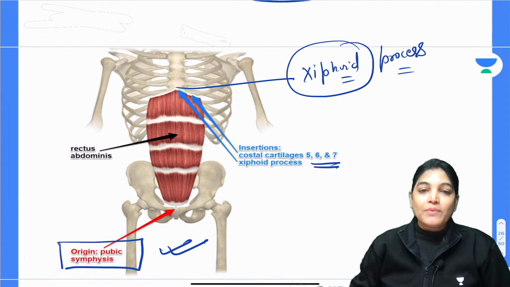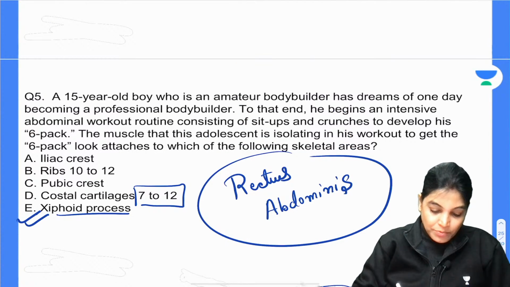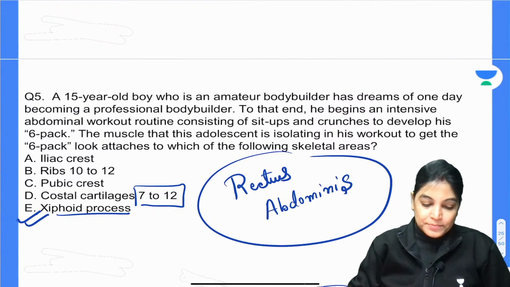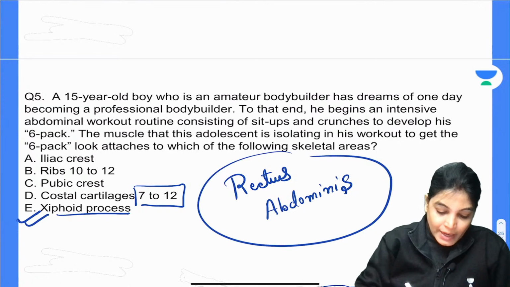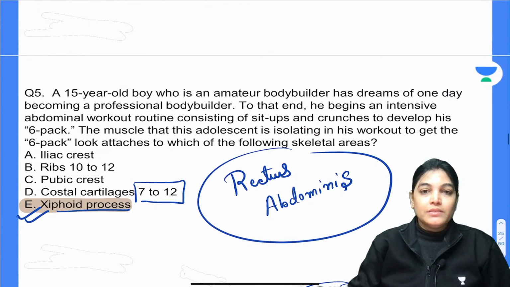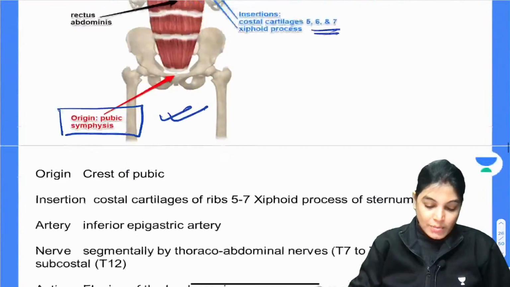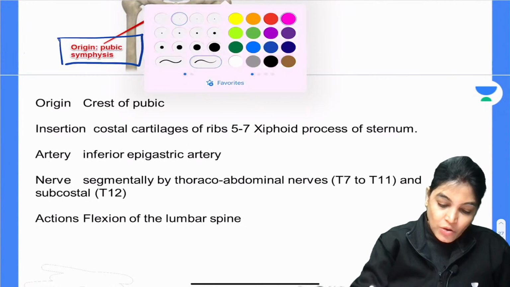So if we have to pick one, I will go with xiphoid process. That would be better. Okay, if I have to pick one, I will go with xiphoid process as the most correct answer. Let's move on to the next MCQ. All the best. But before moving to the next MCQ, let me just elaborate on the origin.